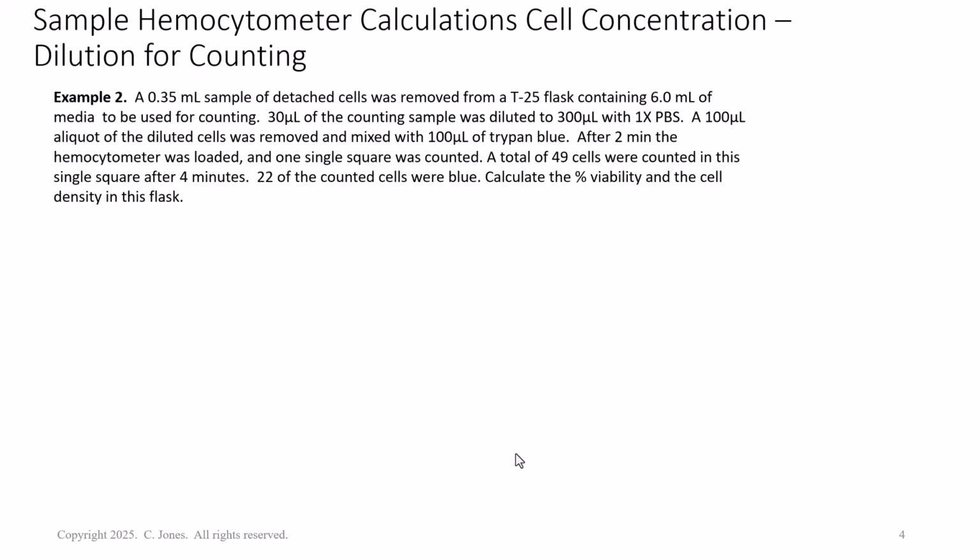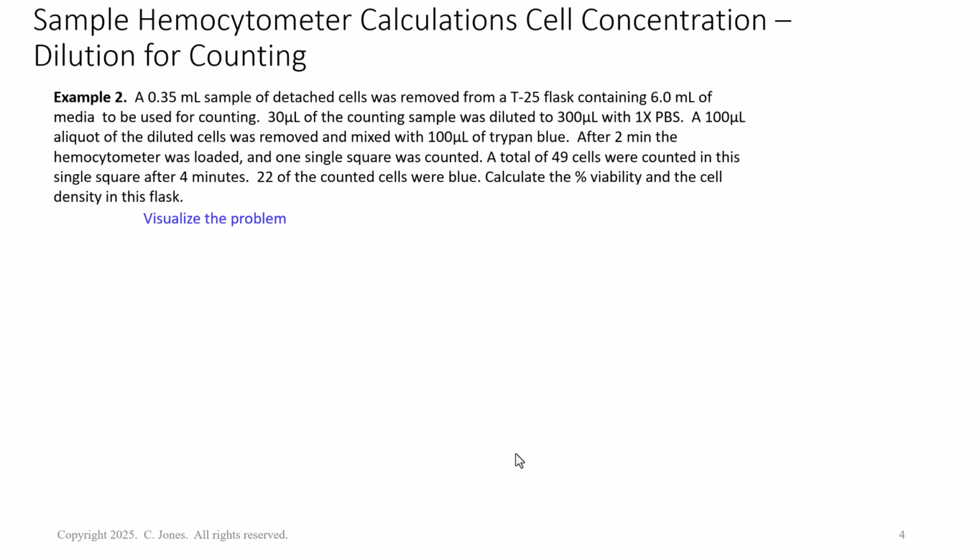So here's example 2. So I'm going to pause, give you a few minutes to read it and another few minutes to work it out. So I'm going to count to between 5 and 10 and then resume. Okay, I'm back. Hopefully you guys tried to work this out, and let's see how you did. All right.